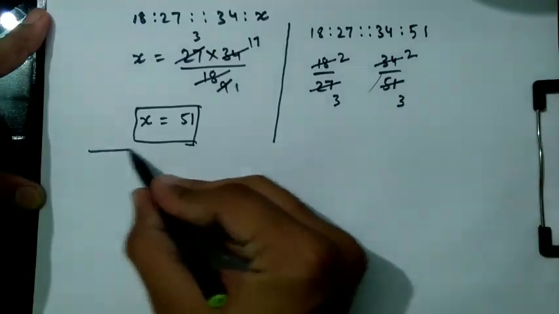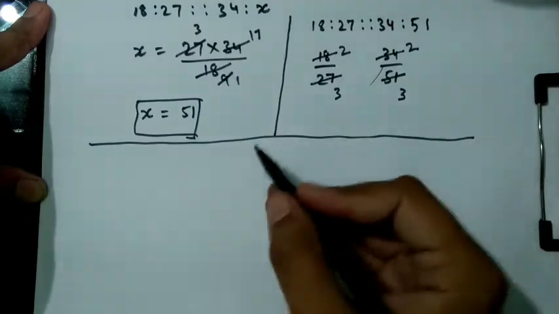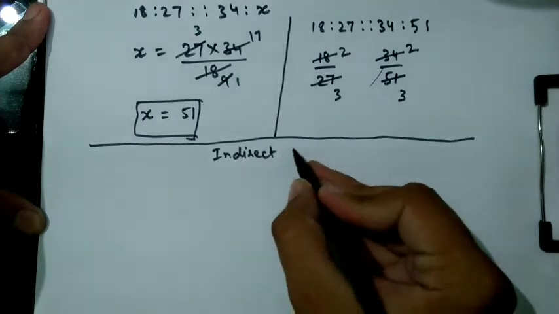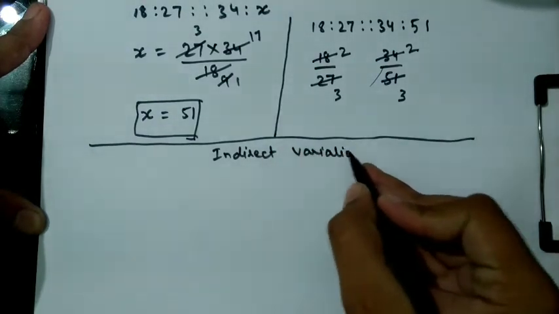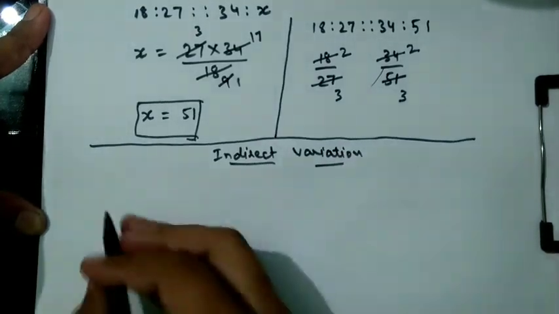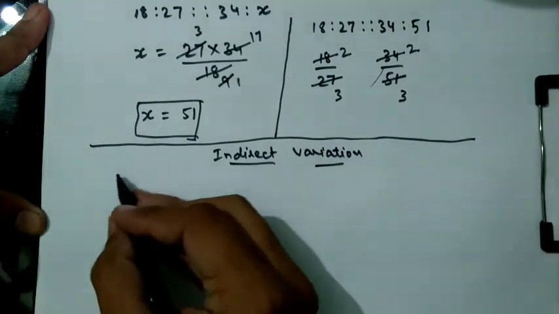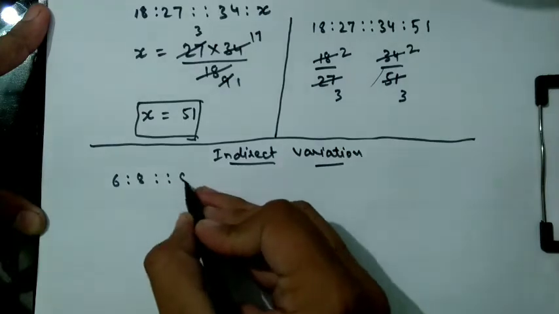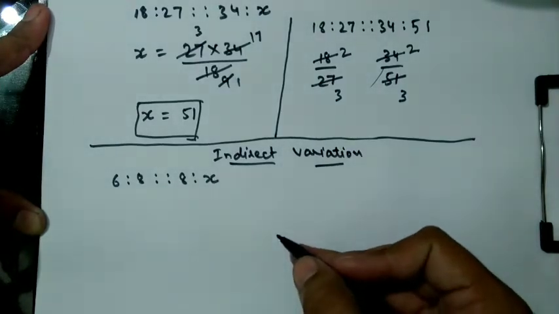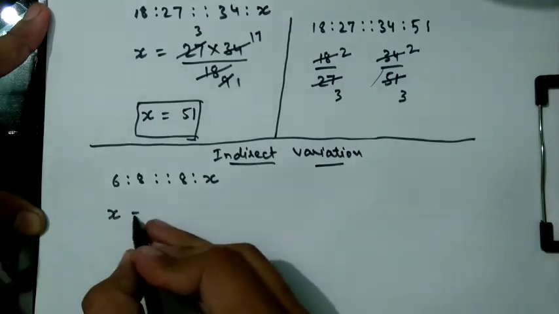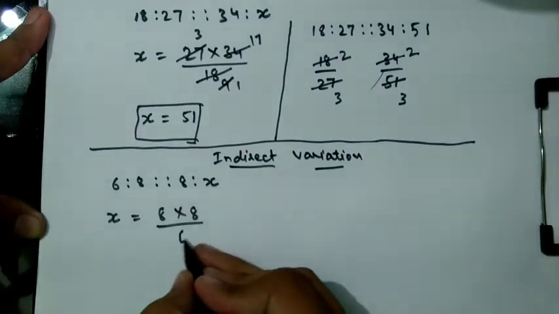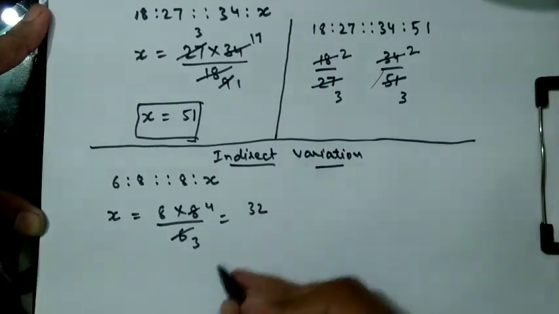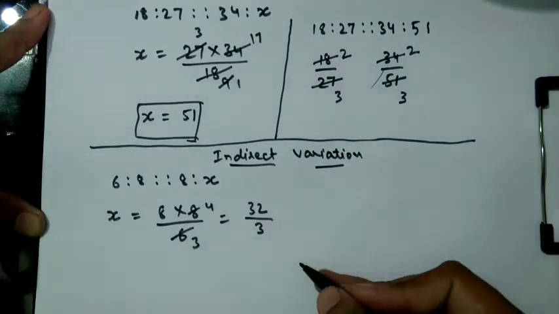So now I will discuss indirect variation or indirect proportion, right? So regarding indirect variation, my question is 6 ratio 8 proportion 8 ratio x. Okay, so firstly find the value of x. So x will be equal to 8 into 8 divided by 6. So here is a 3, here will be 4, you will get 32 here, divided by 3.